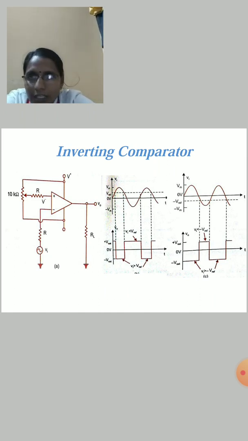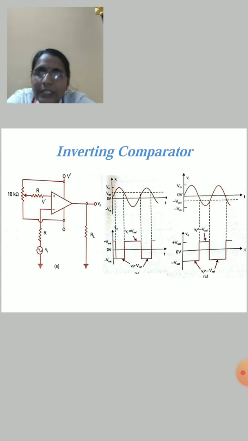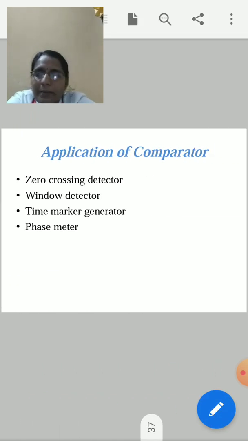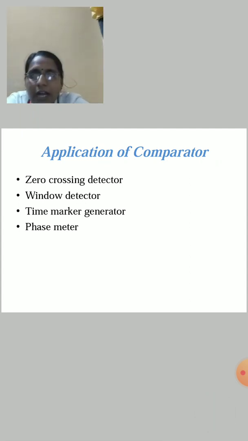When Vin is less than V reference, the output voltage V0 is plus V saturation, that means plus VCC, because the voltage at the inverting input is less than the non-inverting input. When Vin is greater than V reference, V0 goes to minus V saturation, that means minus VEE. The V reference can be set to a value other than 0 by using a potential divider as per the requirement. Applications of comparators are zero crossing detector, window detector, time marker generator, and phase meter.